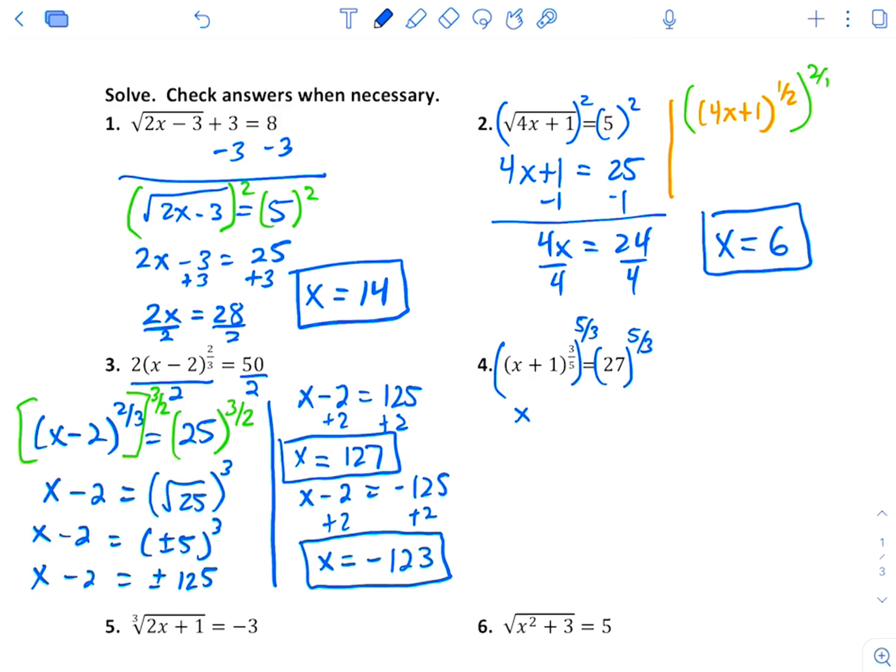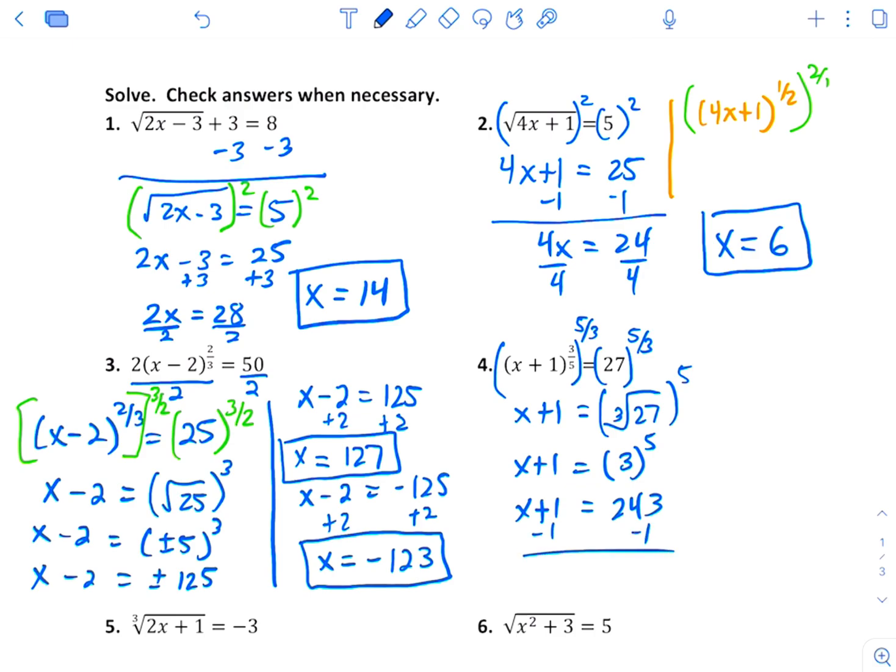So this will give me x plus 1 equals, and then again I'm going to switch forms to simplify this. So I have to do the cubed root of 27, and then to that 5th power. So x plus 1 equals, cubed root of 27 is 3, and then 3 to the 5th power is 243. And then to finish getting x alone, I am subtracting 1. So then I will have x equals 242 for my final answer.